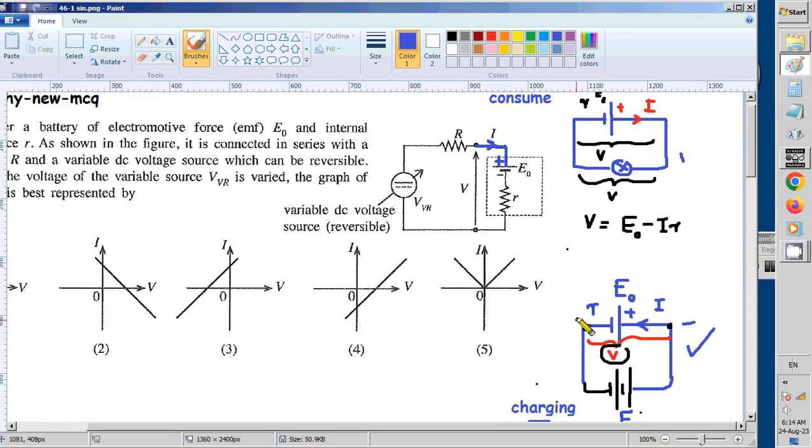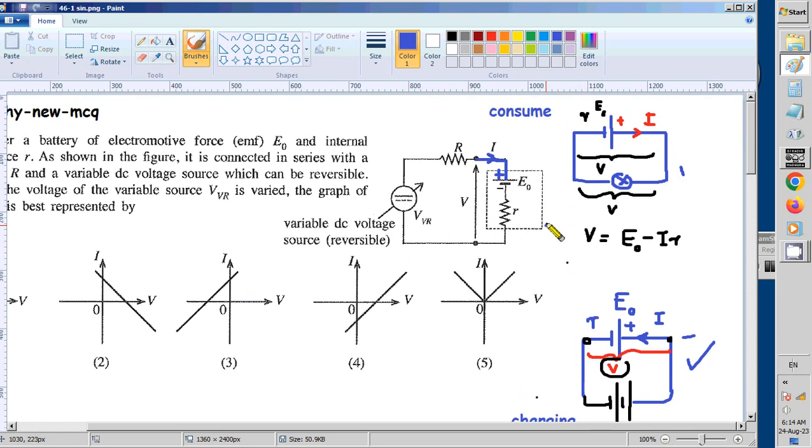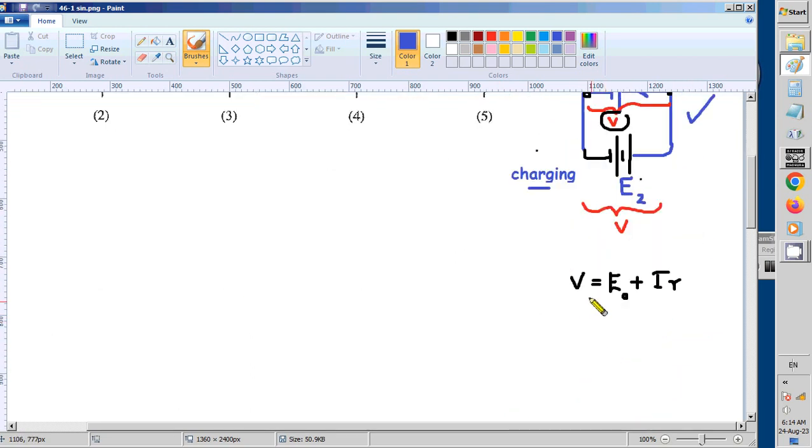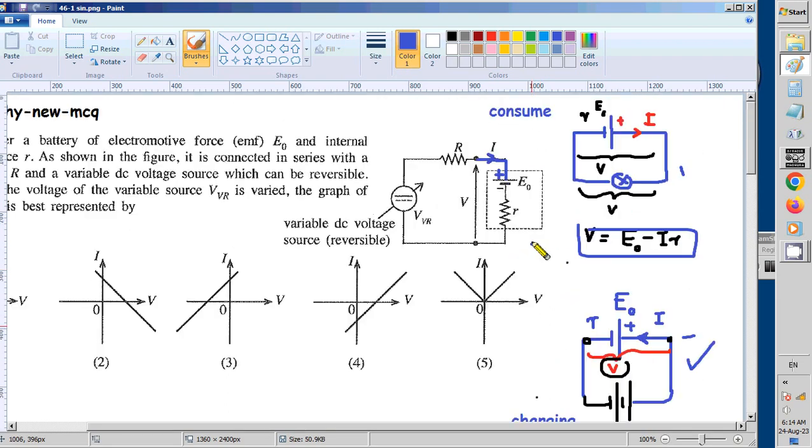They are charging the battery, because we can see the direction of the current is into the positive terminal. So here that is what we can see. But you don't have to use these equations, I just showed you to revise. Here you don't have to do any calculations. You have to identify whether this battery is being charged or being consumed. So here this battery is being charged.